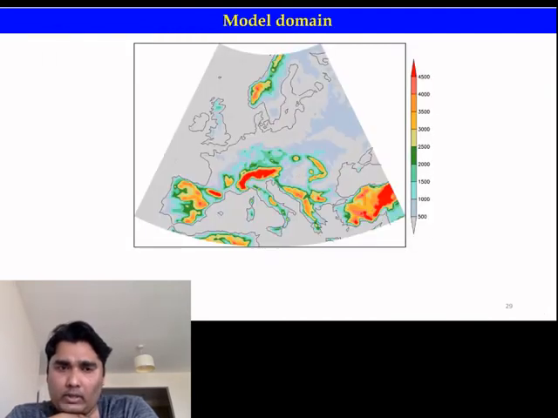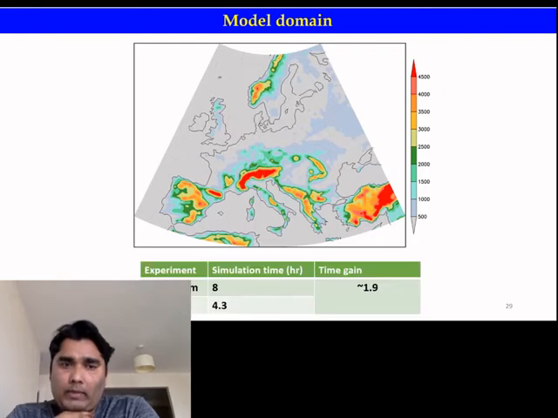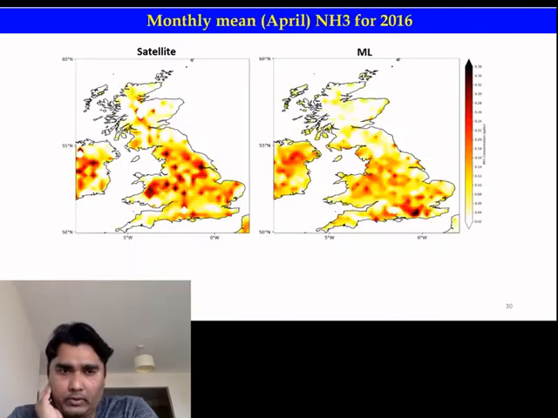One suggestion that came was, can we do it for all of Europe? So we tested the model over Europe, which includes all of the UK. And we found that you get roughly a 2 times time gain once you apply the machine learning algorithm.